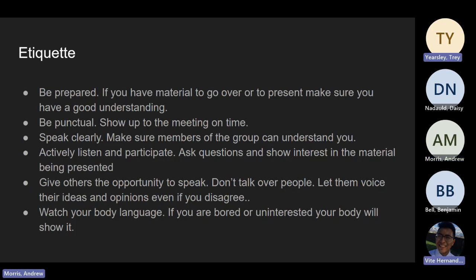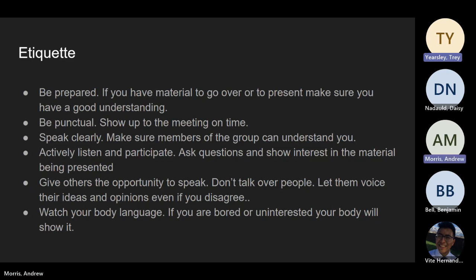It's important to have good etiquette during meetings, so to do that, here's a few tips. Be prepared. If you have material to go over or to present, make sure you have a good understanding of that material. Be punctual. Show up to the meeting on time. Speak clearly. Make sure members of the group can hear and understand you. Actively listen and participate. Ask questions and show interest in the material that's being presented.